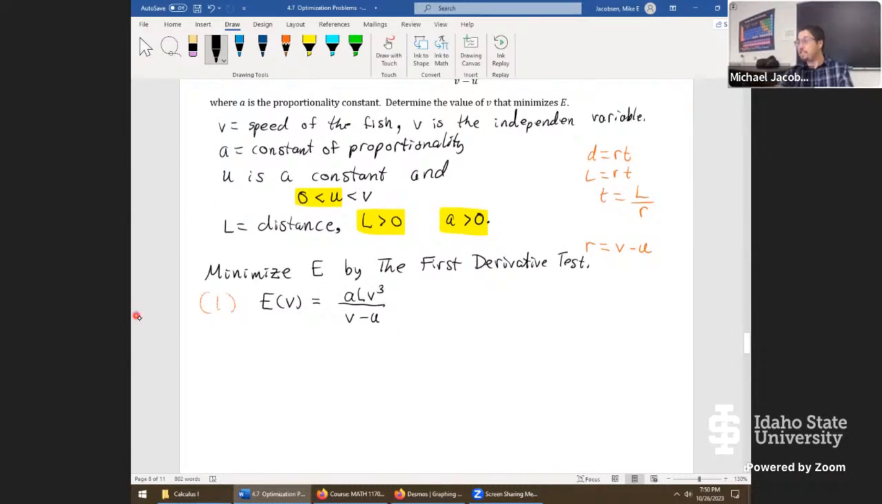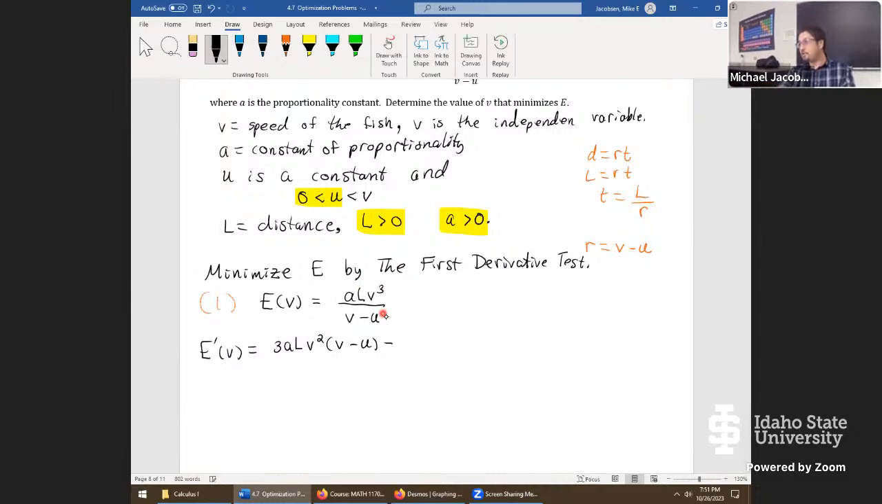Now, when we go to take a derivative of this thing, here's how it goes. E prime at v is first the derivative of the numerator. That's a tough derivative. Anyone see what that would come out as? It'd be a 3v squared, absolutely. But the 3 would also multiply the a and the l to give us that all together. Then it multiplies denominator, v minus u.